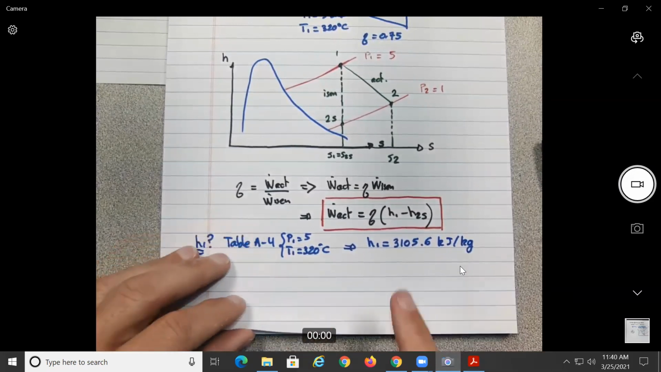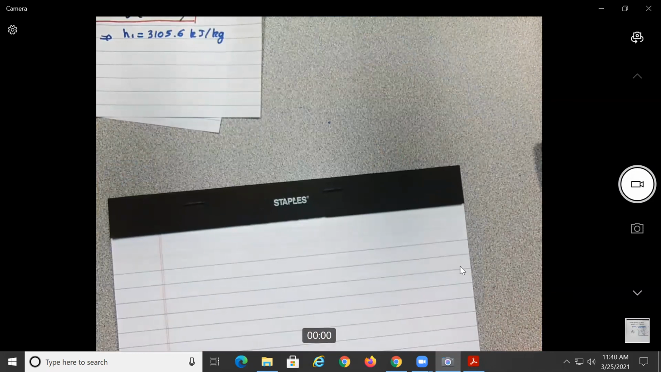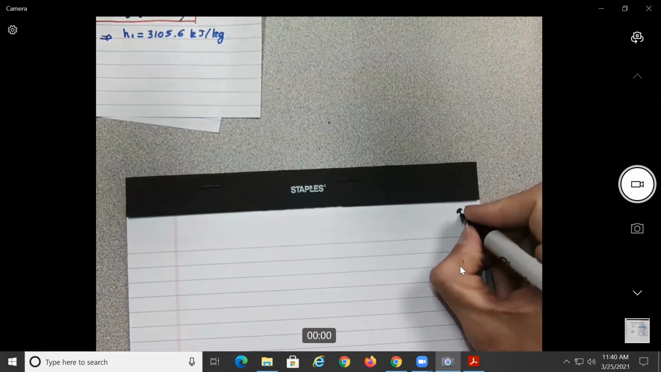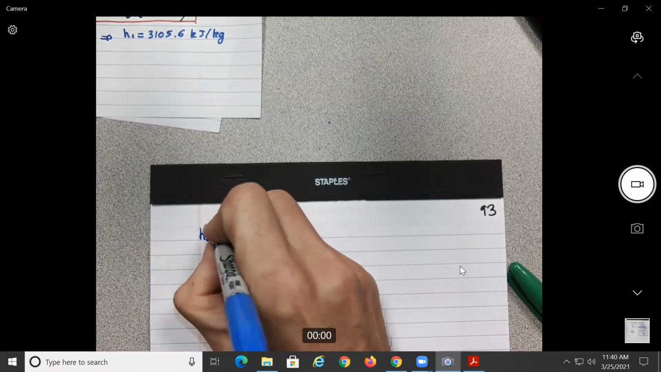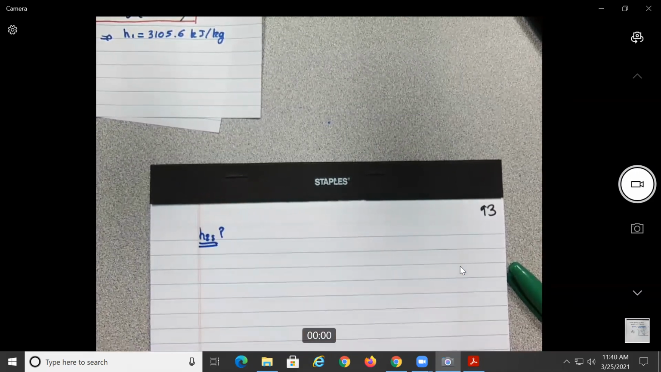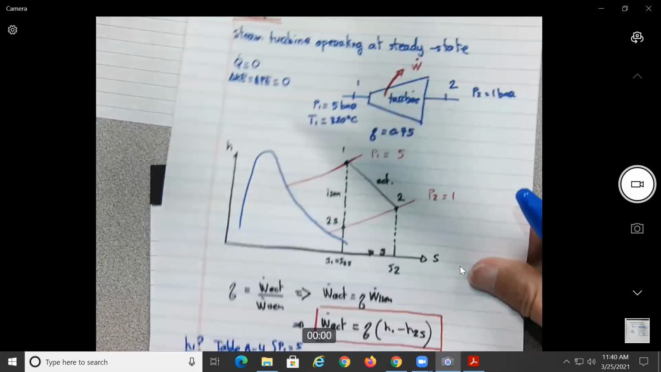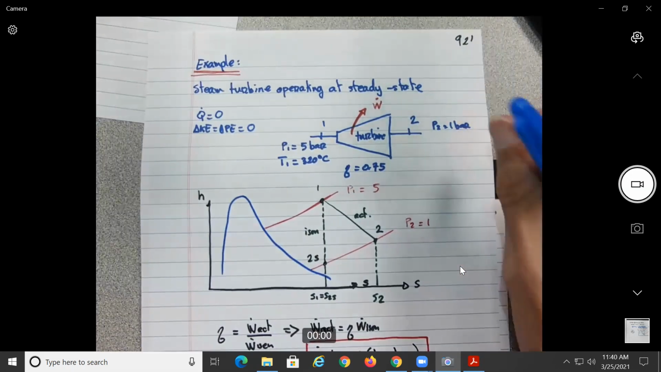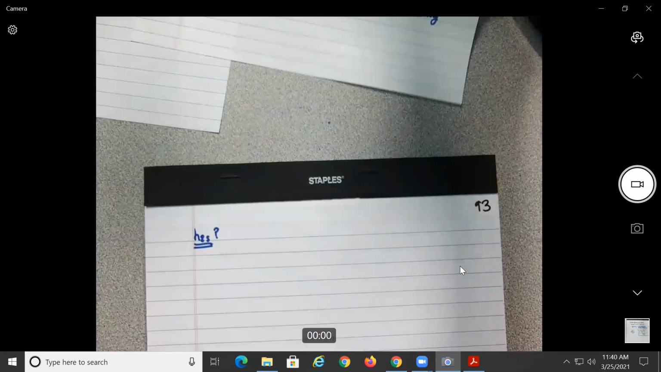Okay, next we need to find H2S. Page 93. Now we need to find H2S. What do we know at point 2? We need to know two things. So we know the pressure, no? So we know P2 will be equal to 1.